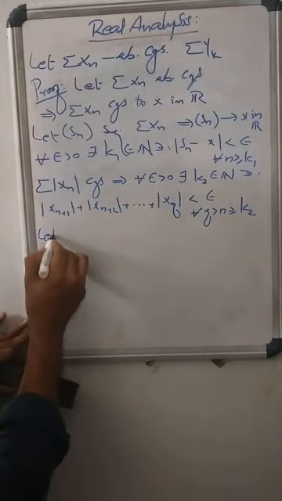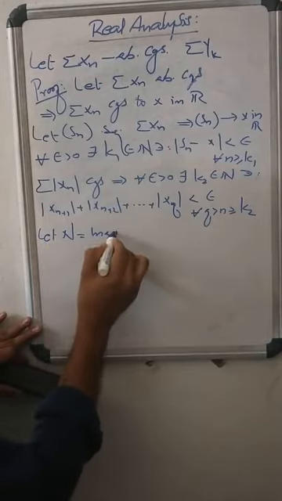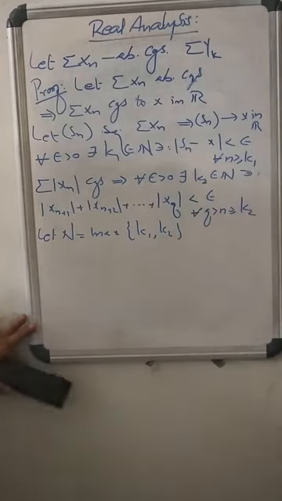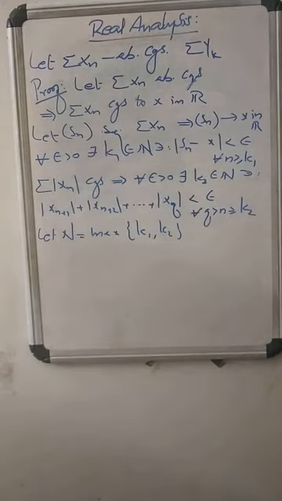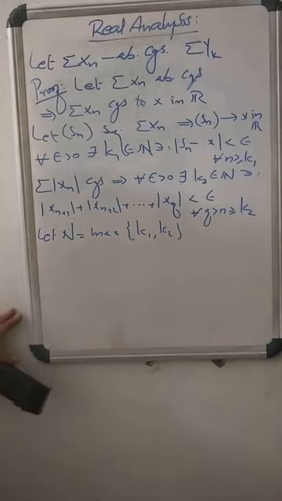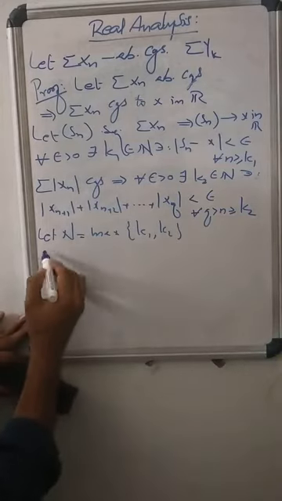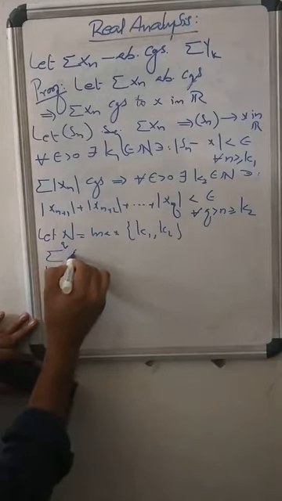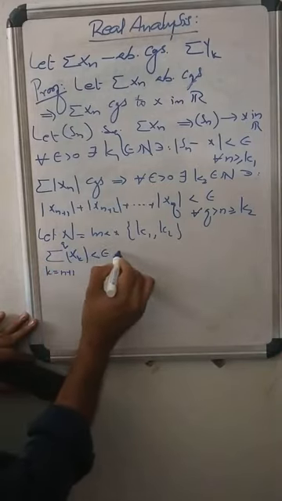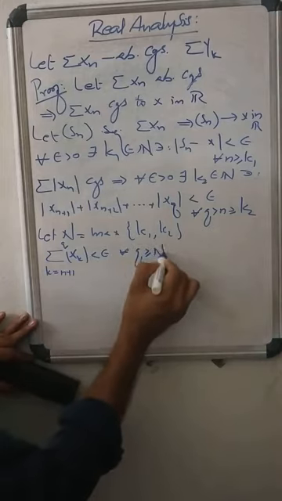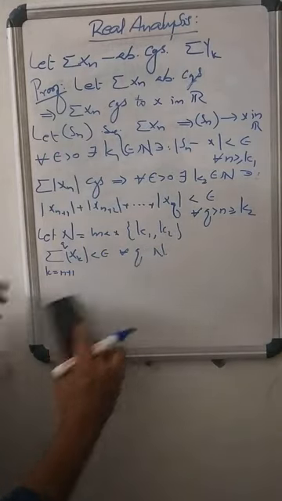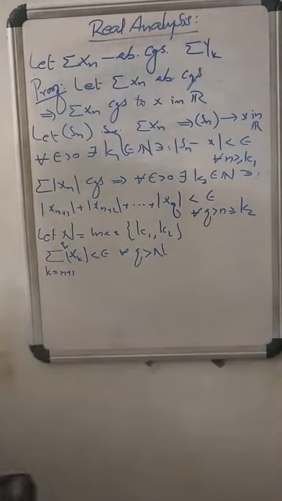So let N equal the maximum of k1 and k2. Then these two inequalities hold for all n greater than or equal to N. That means the sum from k equals n plus 1 to q of mod xk is strictly less than epsilon for all q strictly greater than n.